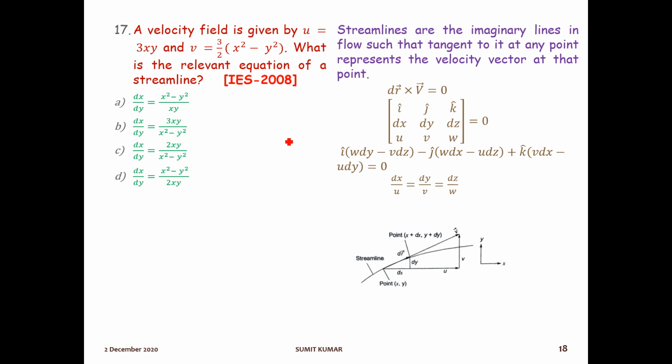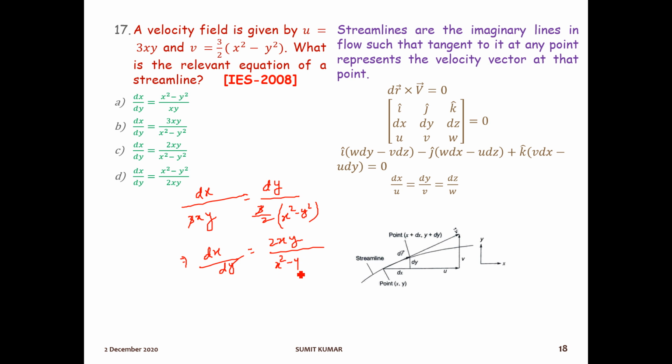Here next question, a velocity field is given, u and v are given. What is the relevant equation of a streamline? Just now we saw the equation of a streamline: dx by u, which is 3xy, is equal to dy by v, which is 3 by 2 times x square minus y square. Here the 3 cancels, so we can write dx by dy is equal to 2xy by x square minus y square, which is written in option C. So option C is the correct answer.